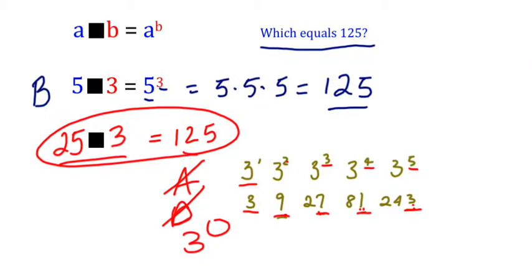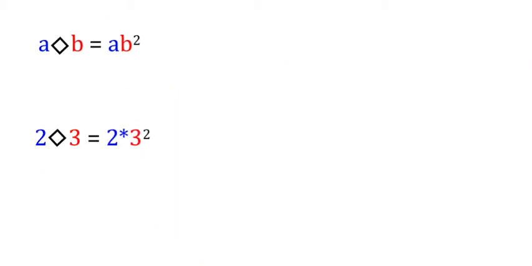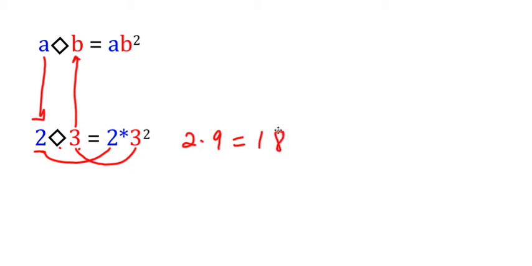Okay, moving on to the fifth question, and that is A diamond B is equal to A times B squared. Very much like the last one. And they ask, what is the value of 2 diamond 3? The 2 is where the A is. The 3 is where the B is. So I put a 2 right in the front. I multiply it by B, the 3 squared. 2 times 3 squared is 2 times 9, which equals 18. And that is answer choice C.